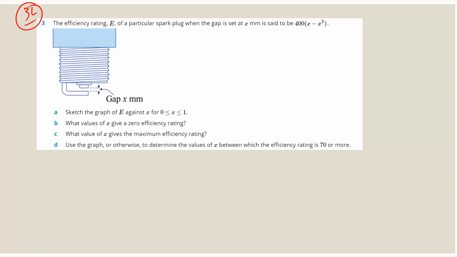Okay, so this is an example where we're given an equation for the efficiency rating of a spark plug. Now, we don't necessarily need to know what the scenario is. It's just an equation that they give us, and we're trying to find some features of it. We're trying to sketch a graph of E, the efficiency rating, against x, the distance from the spark plug, where x is between 0 and 1. What this is telling me is that the graph should be sketched between 0 and 1 only. That gives us an idea of the domain.